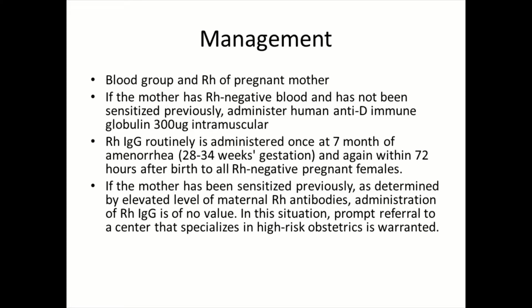But if the mother is Rh negative and the husband is Rh positive, and she has a history of previous delivery, abortion, or blood transfusion, we need to check whether she is already sensitized by previous deliveries, abortions, or transfusion. In this case, we do the Coombs test to check whether the mother is already sensitized and producing antibodies. If the Coombs test is negative, that means she doesn't produce antibodies, and we manage as I've already said, by providing anti-D at 7 months of amenorrhea and at the time of delivery.